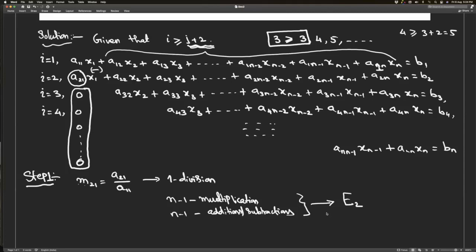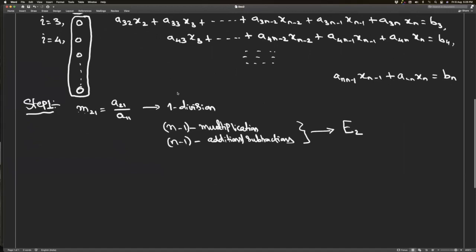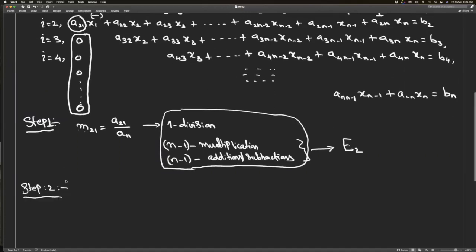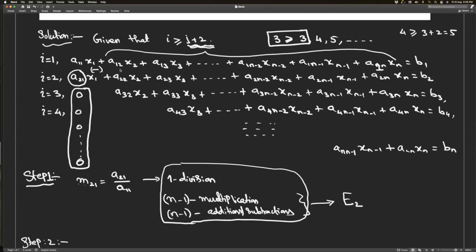Now, from equation 3 onwards, you don't need to perform any operation because you are already given all these terms to be 0 as per the structure of the system. Therefore, in step 1, you only have this many operations. Similarly, in step 2, you would have made this equation to be something different like this, right? Everywhere we will write superscript 2, but from the third equation onwards we are not disturbing them because they are already in the form that we want.